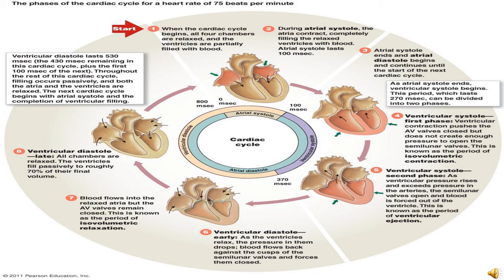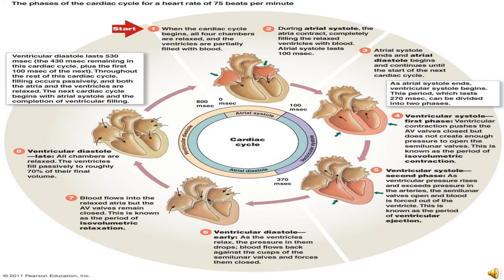Now moving on to the ventricular diastole, in the early phase the ventricles are relaxed and the pressure in them drops. Blood flows back against the cusps of the semilunar valves and forces them to close. In the second phase, blood flows into the relaxed atria but the atrioventricular valves remain closed. This is known as the period of isovolumetric relaxation.